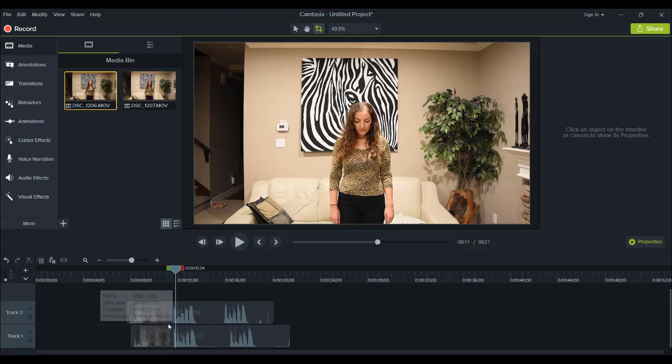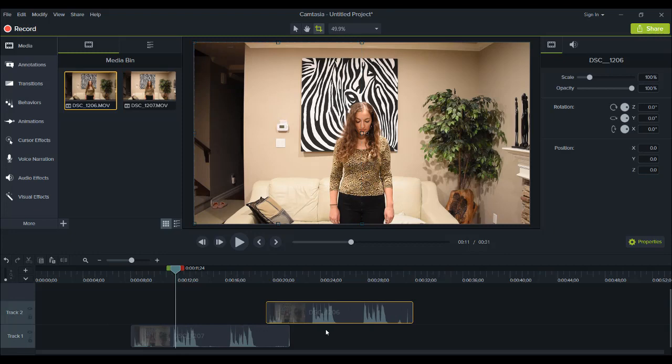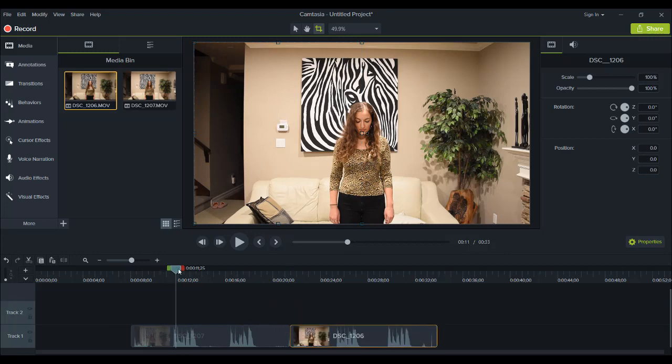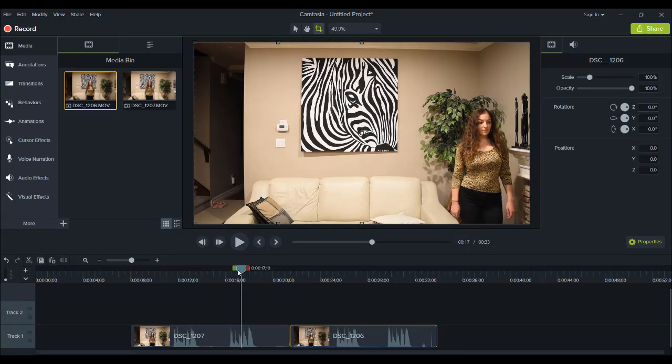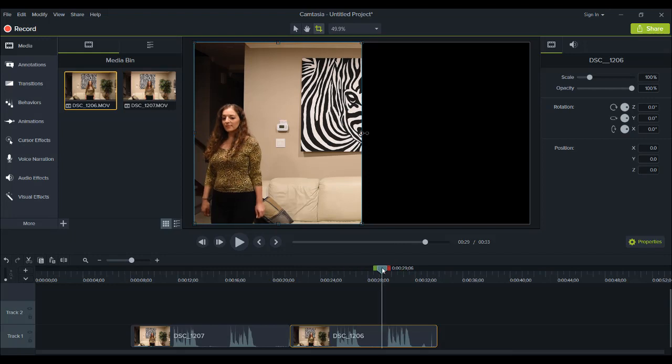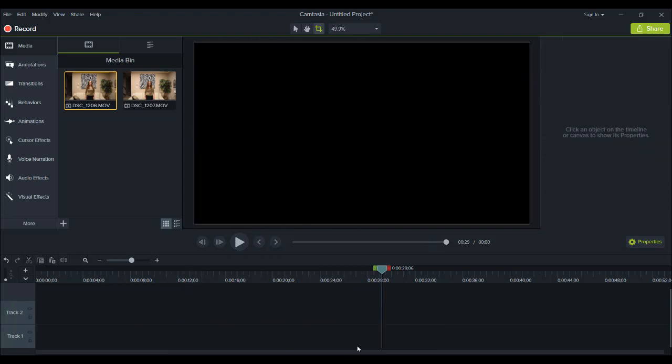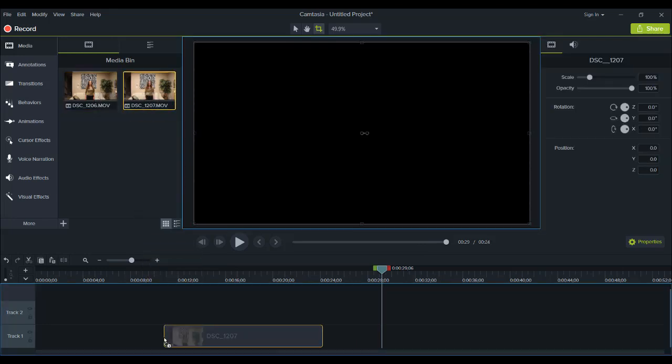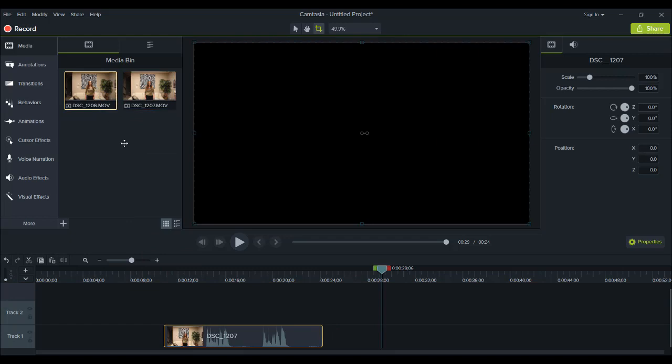So I'm going to show you here. The first one was of Arit going to the right-hand side. And then the other one here is of Arit going to the left-hand side. Now, I'm going to delete everything, and I'm going to show you how I put this together. So I'm going to delete it, and then I'm going to put this clip down, and then the second clip.